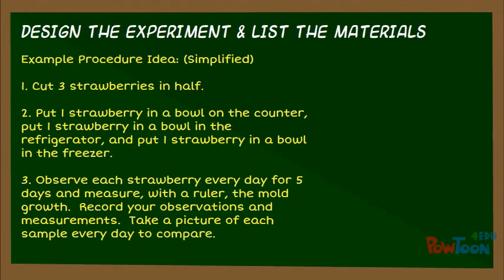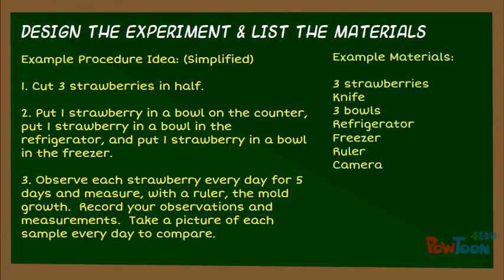Here's a procedure for our example. Cut 3 strawberries in half. Put 1 strawberry in a bowl on the counter, put 1 strawberry in a bowl in the refrigerator, and put 1 strawberry in a bowl in the freezer. Observe each strawberry every day for 5 days and measure with the ruler the mold growth. Record your observations and measurements. Take a picture of each sample every day to compare.